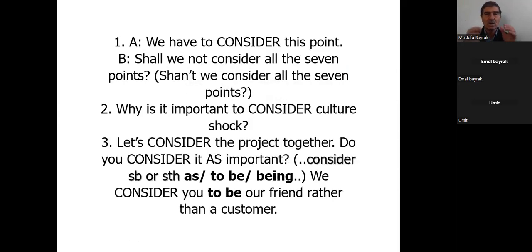Now let's focus on consider again as a verb. Consider. 1a, we have to consider this point, which means we have to think about this point deeply. For example, we have to reconsider it again. We can also make a sentence like this: shall we not consider all the 7 points, or shan't we consider all the 7 points?